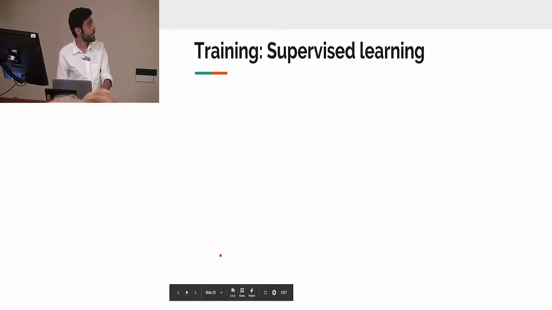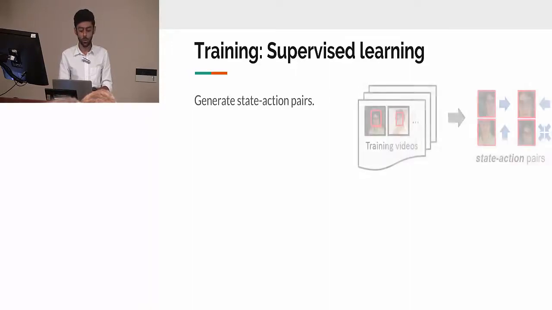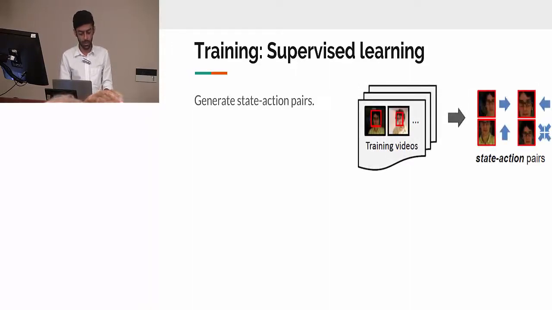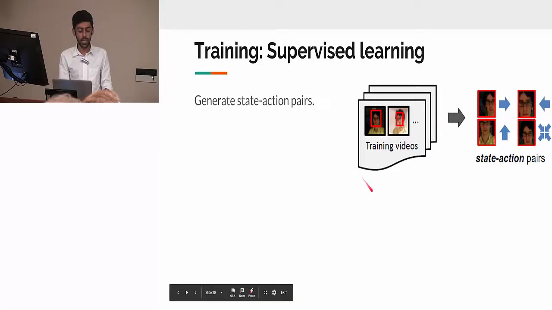So the training step, as I mentioned, has 3 steps. First, a supervised learning. For training a network in a supervised manner, we do need some data, some label data. And this is how they generate the state action pairs, which are basically the label data that they're going to use for training the network as a multi-class classification network.